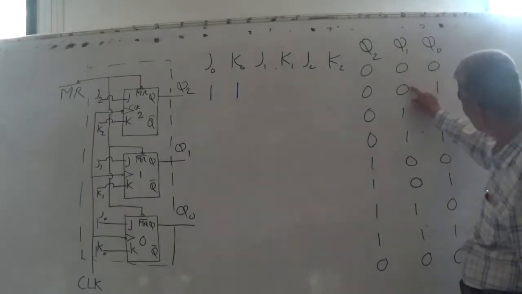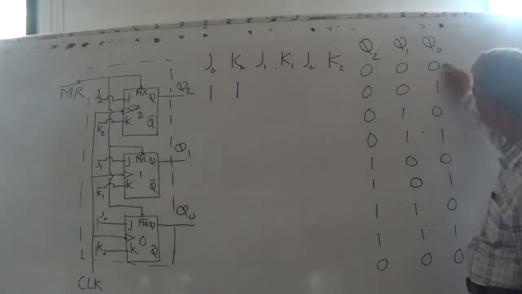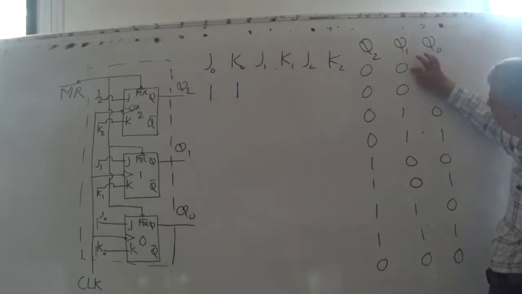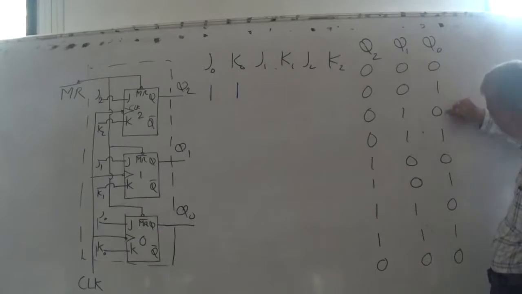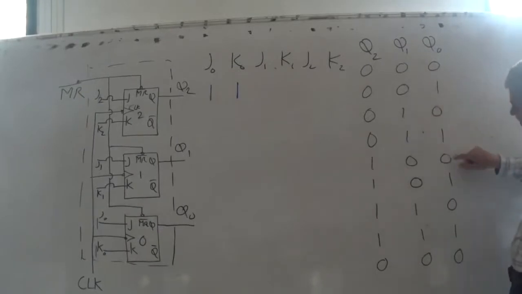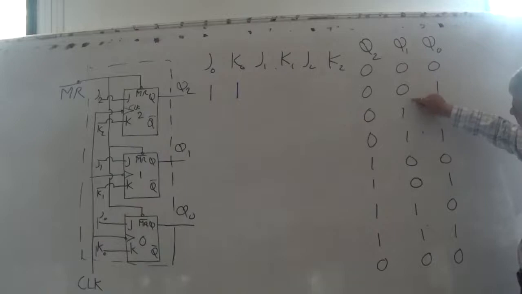Next state of Q1 depends on the current state of Q0. If the current state of Q0 is 0, the next state of Q1 remains the same. And if the current state of Q0 is 1, then Q1 toggles, from 0 to 1.